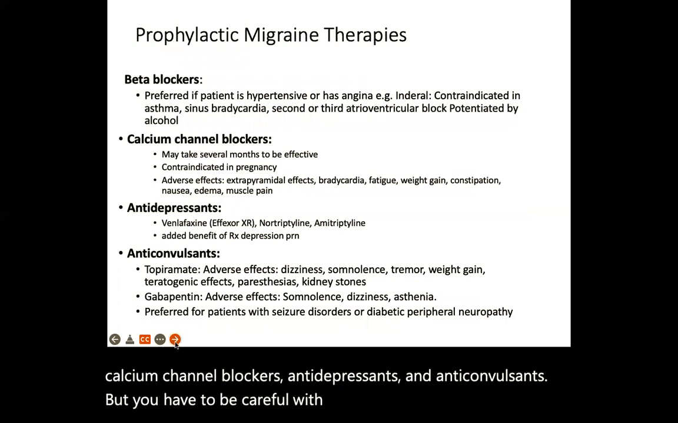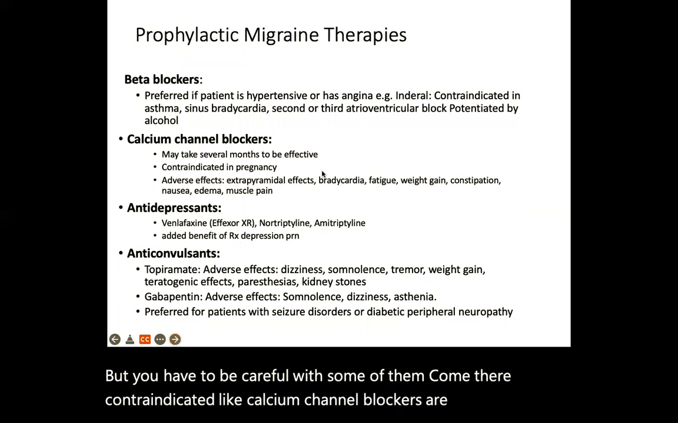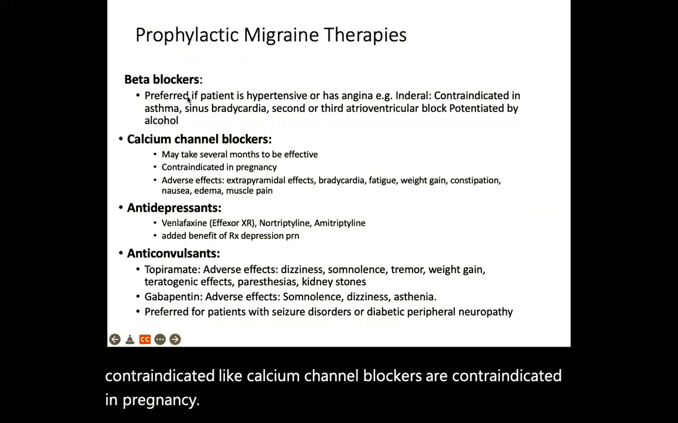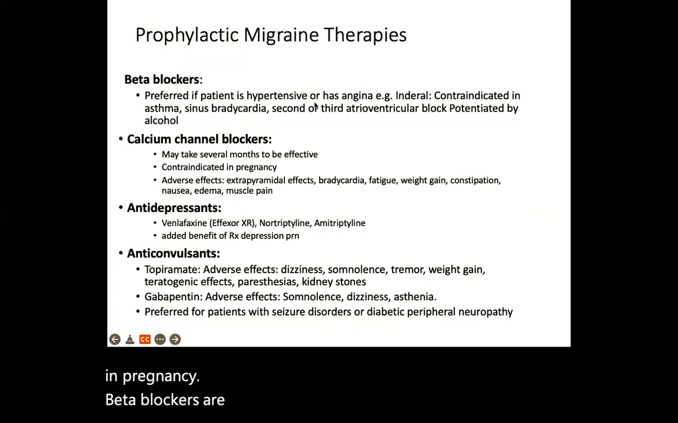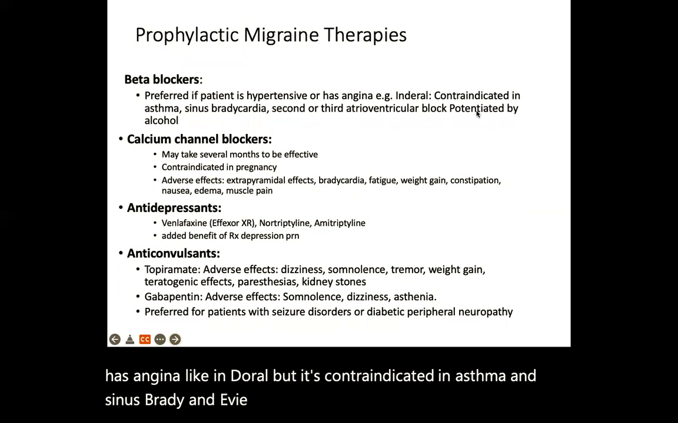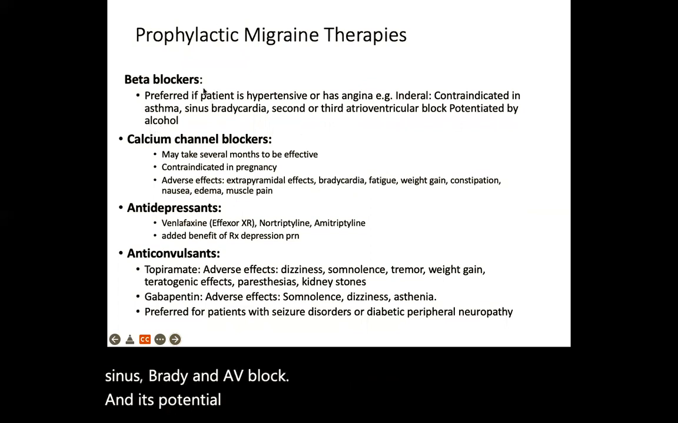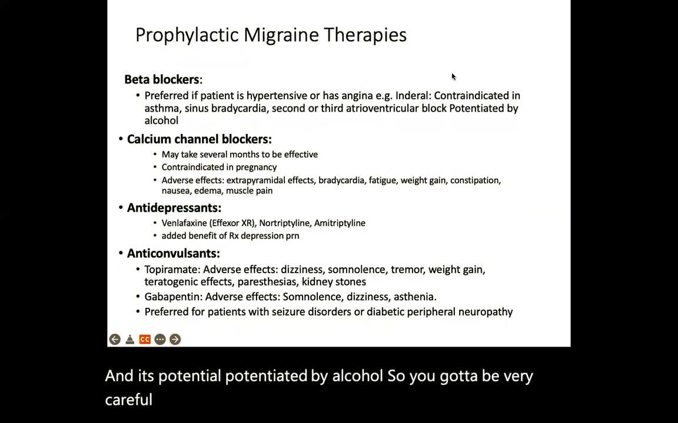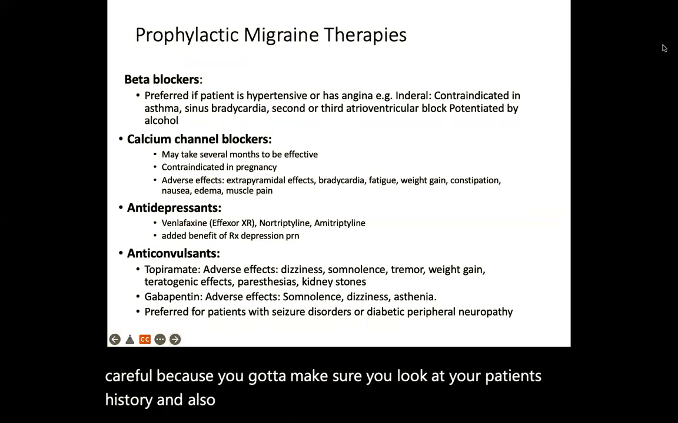Some of them are contraindicated, like calcium channel blockers are contraindicated in pregnancy. Beta blockers are really preferred if the patient is hypertensive or has angina, like Inderal, but it's contraindicated in asthma and sinus bradycardia and AV block. And it's potentiated by alcohol. So you got to be very careful because you got to make sure you look at your patient's history and also their social history currently.